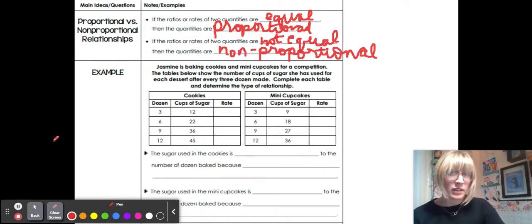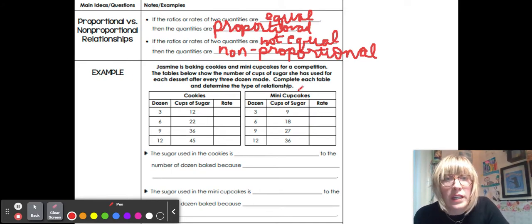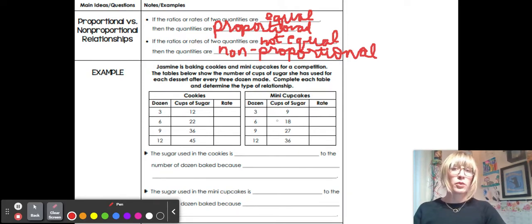So let's dig into this a little bit through this example and see if we can make some sense of it. We have this pal, Jasmine. She's entered a baking competition and she's baking some cookies and these mini cupcakes. These tables below show the number of cups of sugar that she's used for each dessert after 3 dozen made. We're going to complete each table, and then determine if the relationship of the amount of sugar she uses is either proportional or non-proportional.